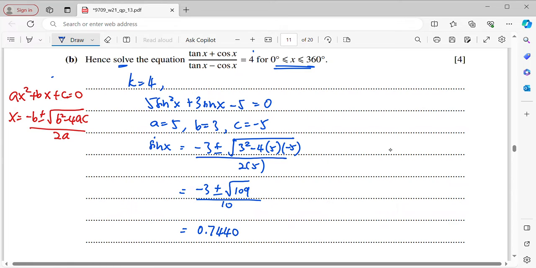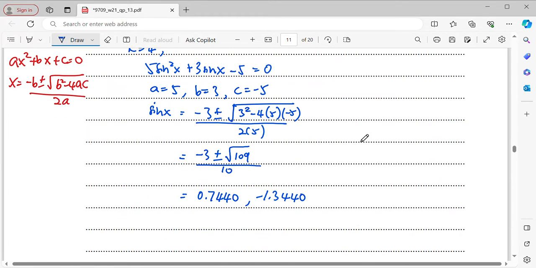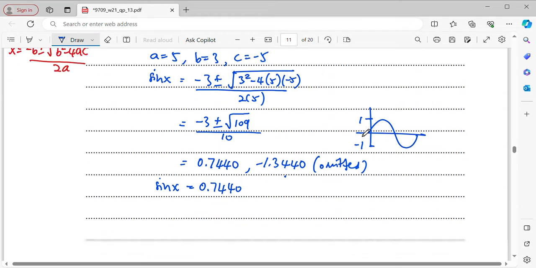So the final answers will be 0.7440, and another one is negative 1.3440. Okay, so we know the sine graph: maximum is 1, minimum is minus 1. So this value is exceeding the interval, therefore this is omitted. So I will just accept sine x equals to 0.7440.